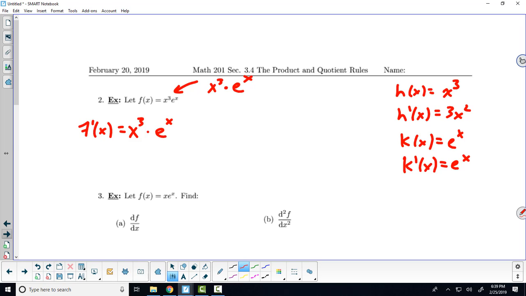The derivative of e to the x, though, is e to the x. Plus the second times the derivative of the first. Okay? So again, I would recommend, until you've got this rule down pat, that you just write below it what you're doing. It's the first times the derivative of the second plus the second times the derivative of the first. Are there any questions on that?